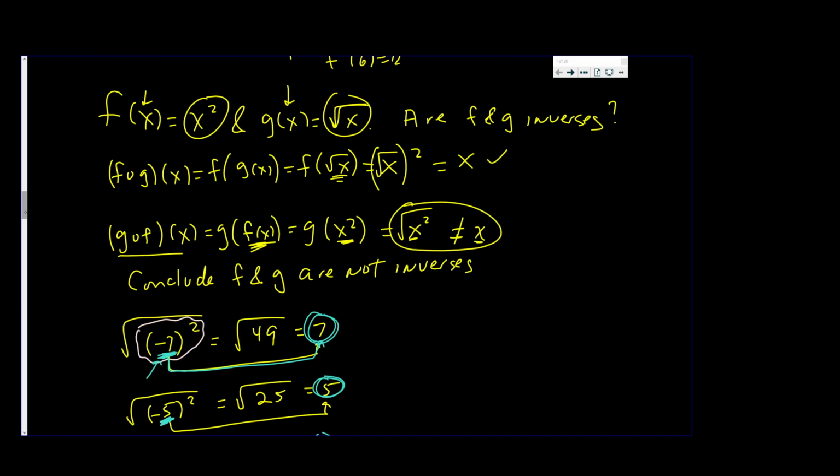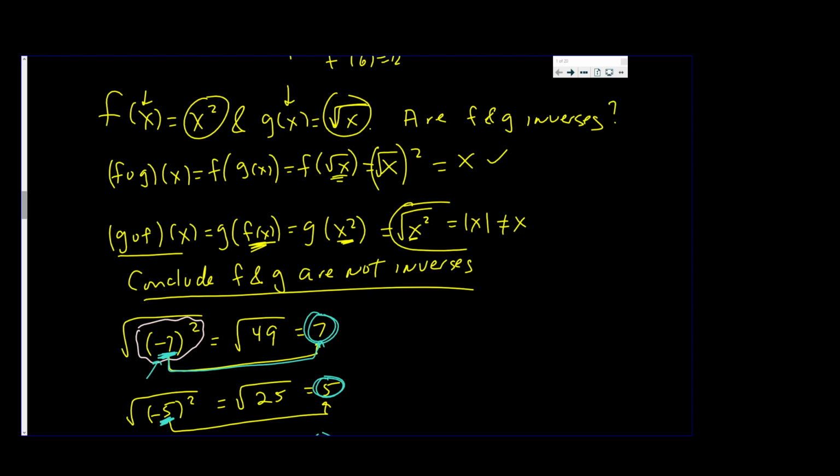A more complete answer here would have been that the square root of x squared is equal to the absolute value of x, which is not x. Okay, so then we conclude that f and g really are not inverses.